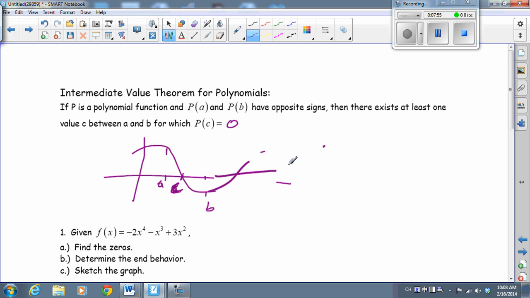And of course, this is your x values, these are your y values. They say P of A is positive, P of B is of course negative, and the opposite of one another. P of C is equal to 0, as we mentioned, because that's where we have the 0.